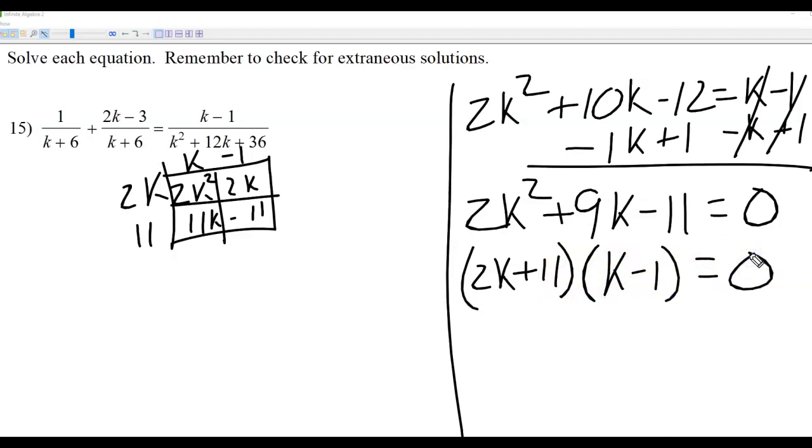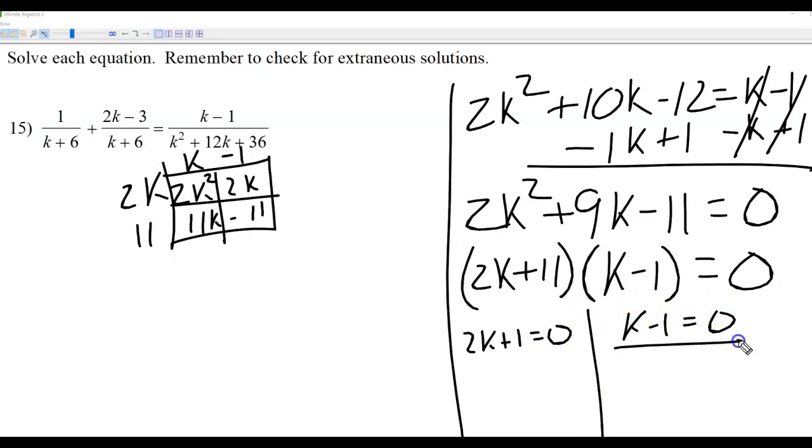And then you just solve both of these, right? You're going to do 2k plus 11 equals 0 and k minus 1 equals 0. And you solve both. So for this one, if you solve, you're going to get k equals 1. And for this one, if you solve, you're going to end up with k equals negative 11 halves.